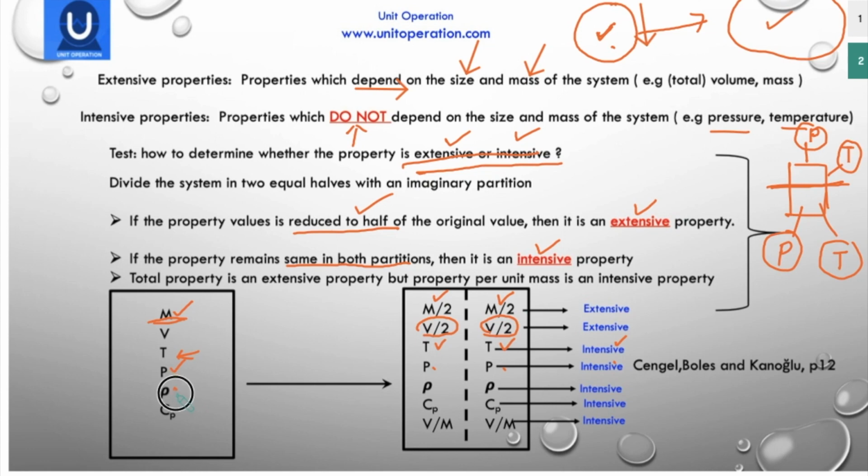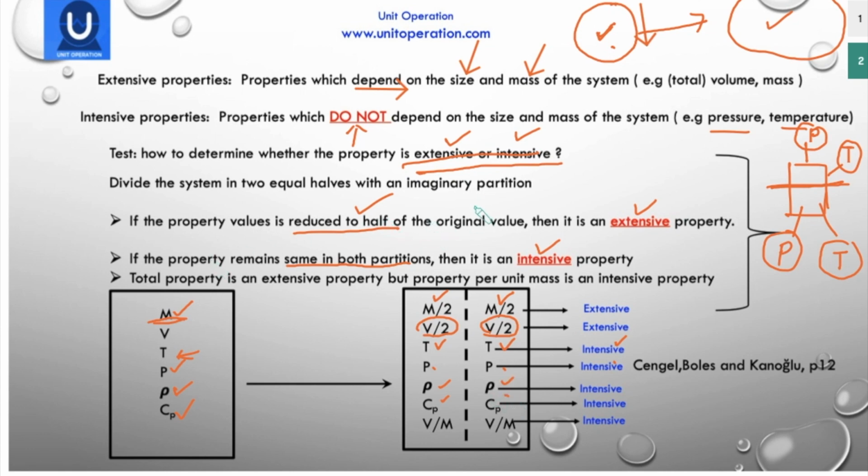Let's say the density of the air in the room. The density of the air in the room, of course, even if you make it half, will remain the same, so that will be an intensive property. Specific heat of the air in the room, or whatever fluid you have in the room, does not change since you have made it half. So this is going to be an intensive property.